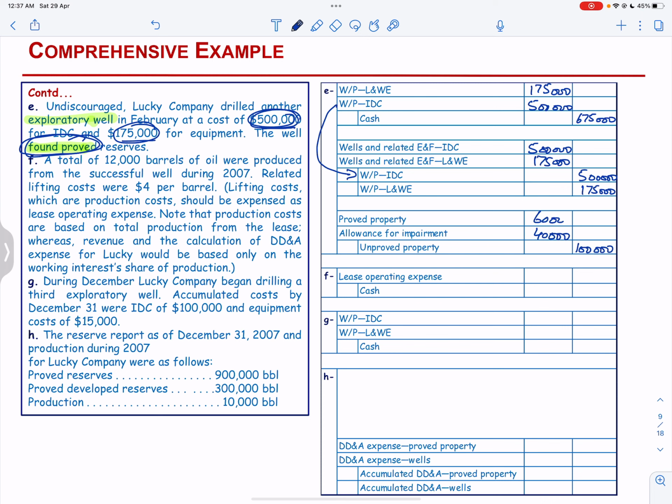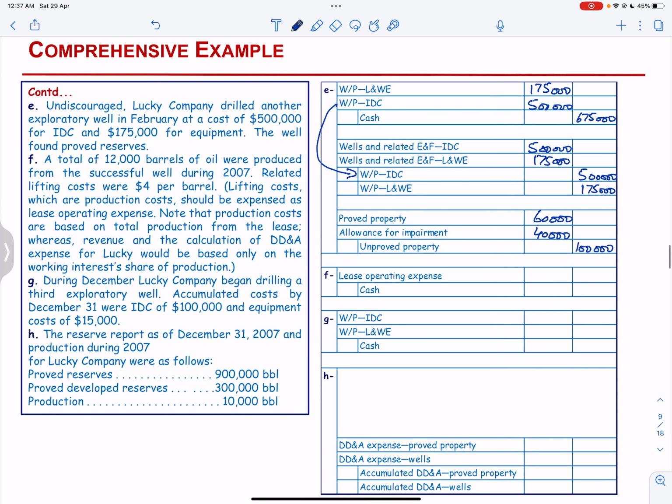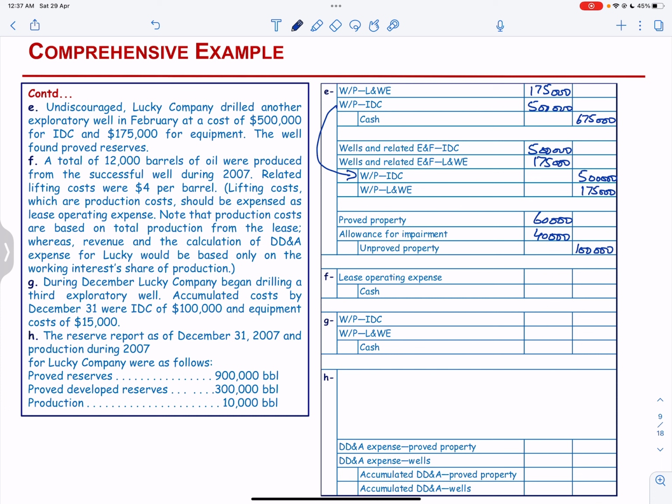Then a total of 12,000 barrels of oil were produced from the successful wells during 2007. Related lifting cost was 4 per barrel. Lifting costs, which are production costs, should be expensed as lease operating expense. Note that production costs are based on total production from the lease, whereas revenue and the calculations of DD&A expense for Lucky would be based only on the working interest share of production. So the lease operating expense will be 12,000 times 4, that is 48,000.